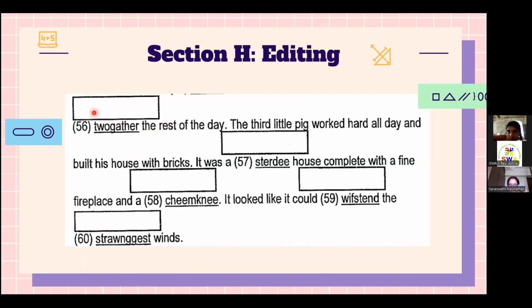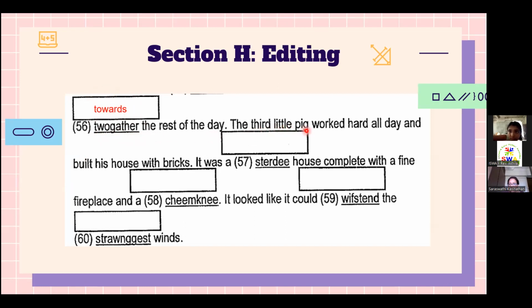Can anybody spell together? T-O-W-A-R-D-S. Okay, so children, here it says towards. Can you please cancel this word if you have the paper and spell together? T-O-G-E-T-H-E-R. Okay, so there's an error here. Please take note, there's an error here. The rest of the day.